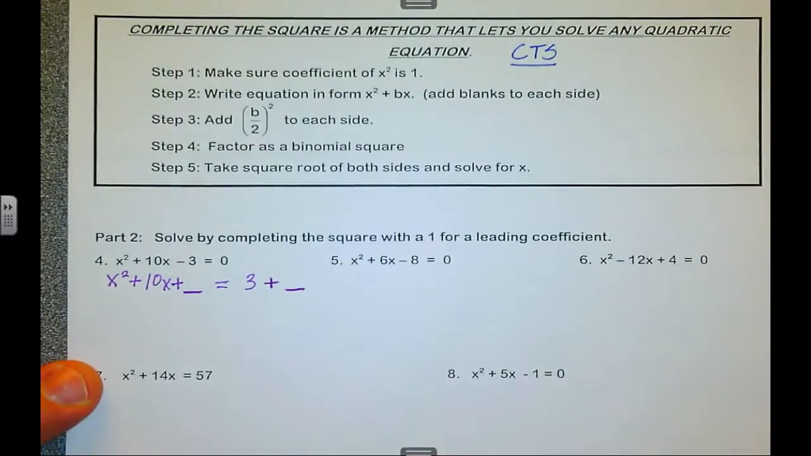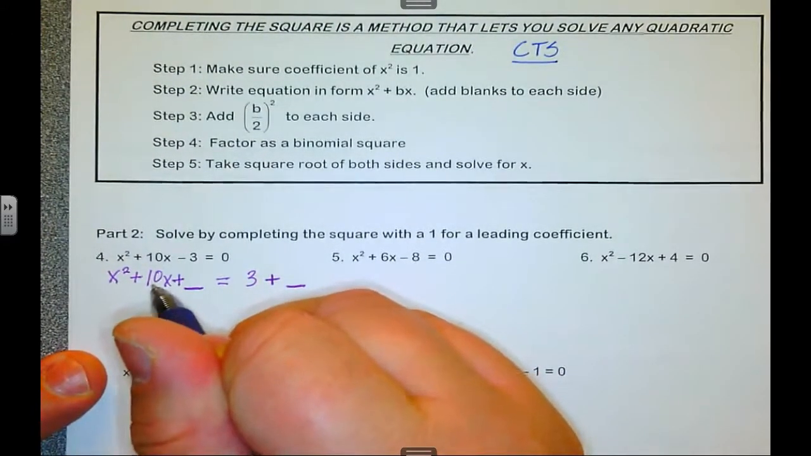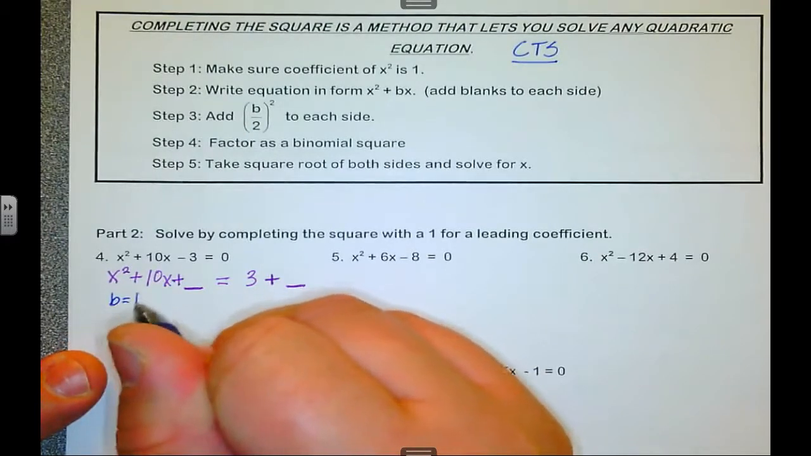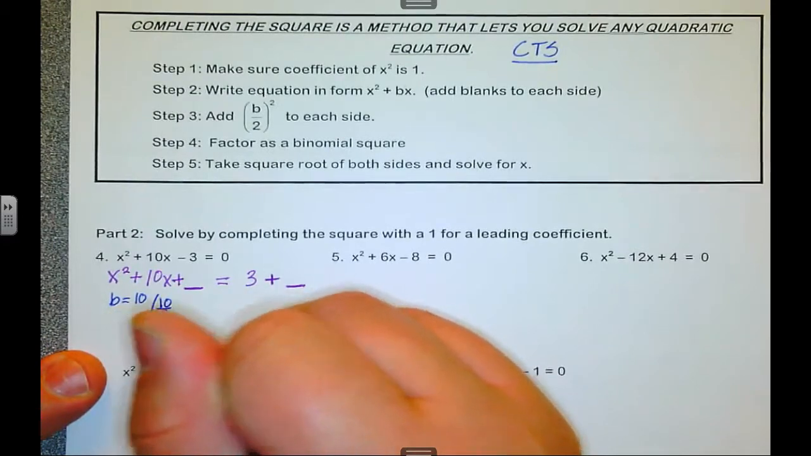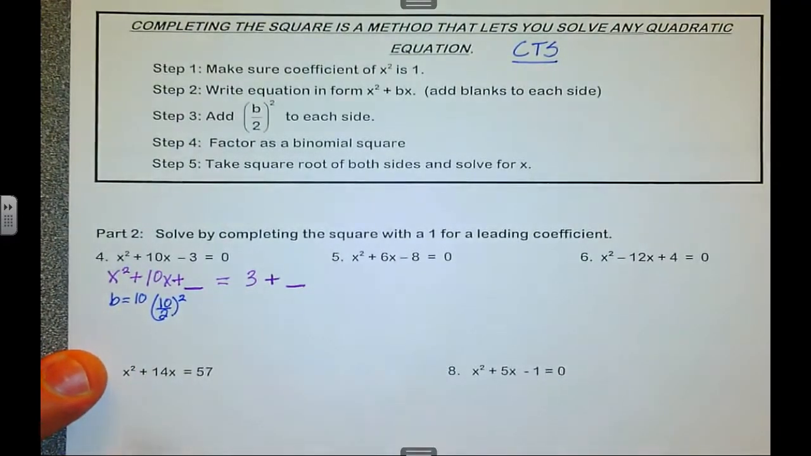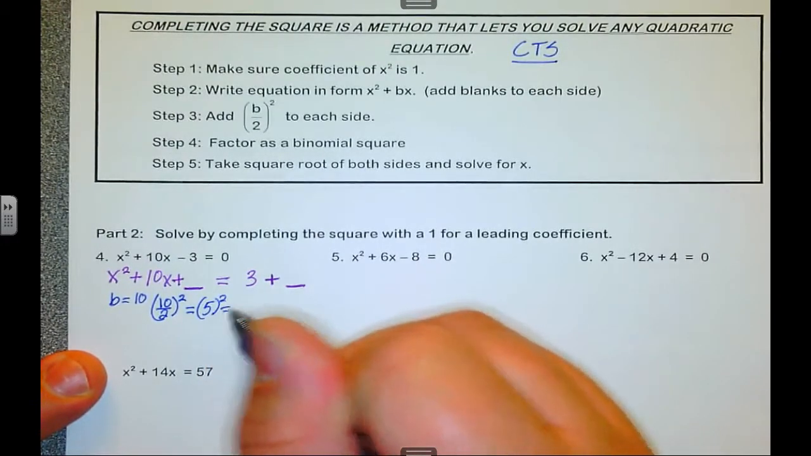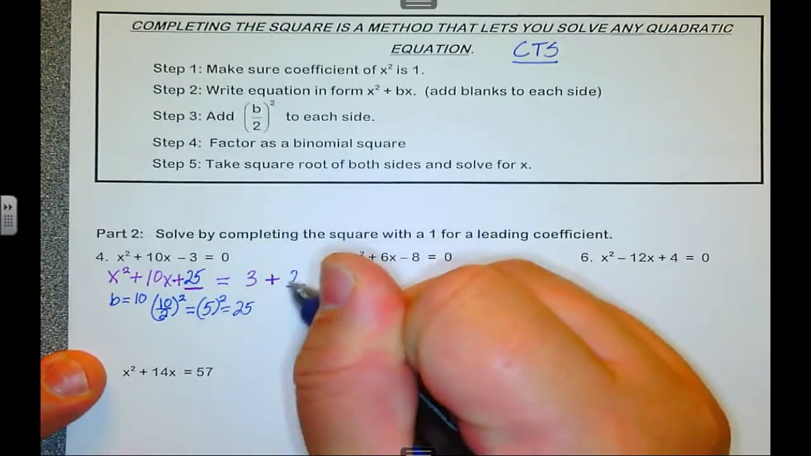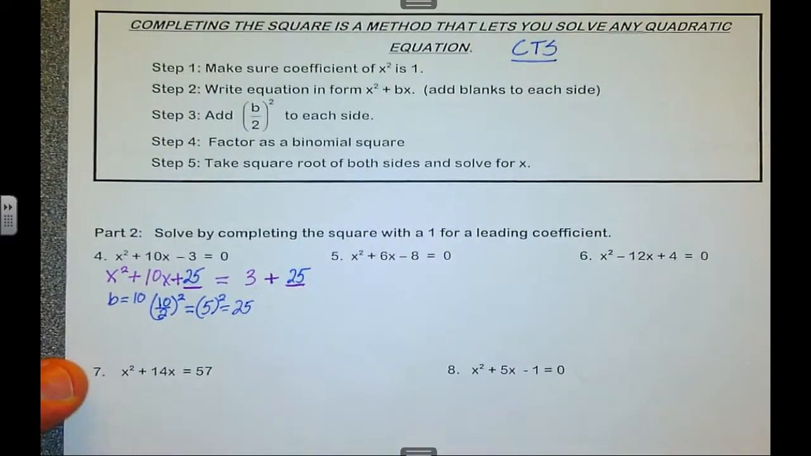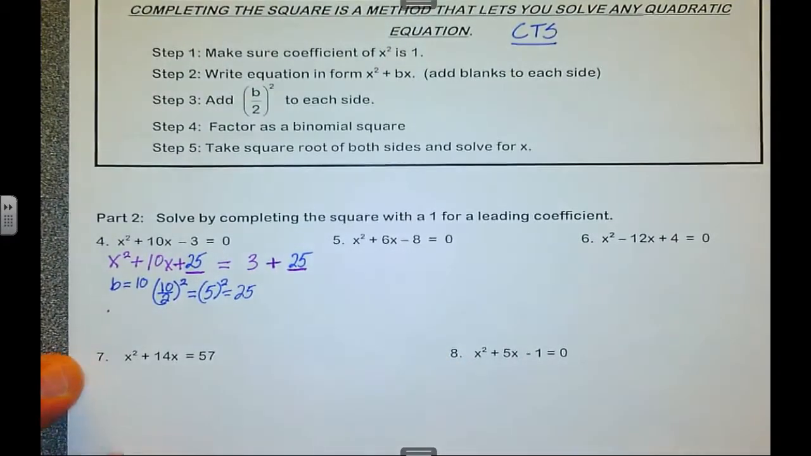Okay, let's find out what that perfect square is. So, my b is 10, right? So I'm going to take 10, divide it by 2, and square it. That becomes 5 squared, or 25. So I'm going to add 25 to both sides. ¿Comprendes? Okay. Good.